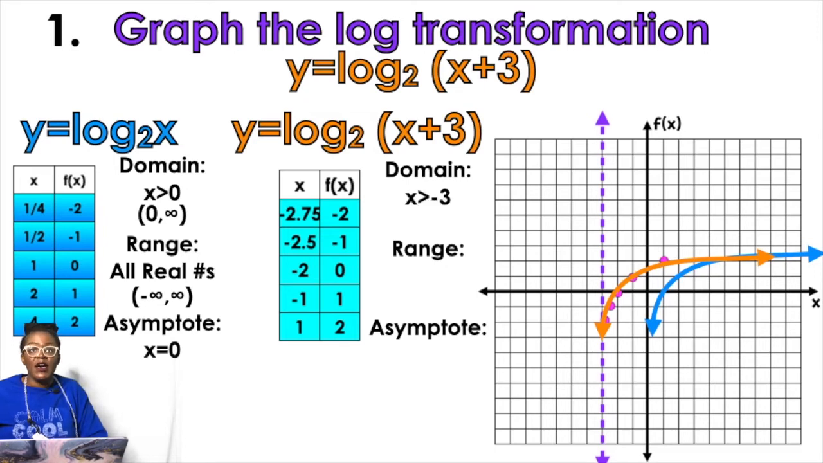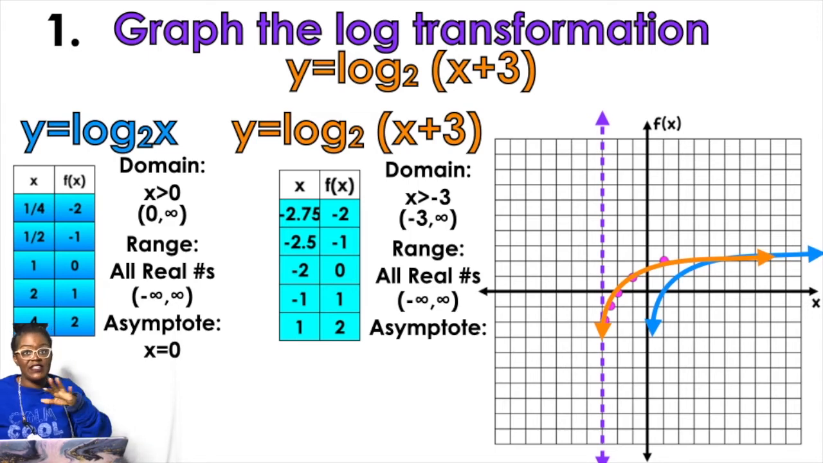So when I'm talking about the domain, x is greater than negative 3. Negative 3 to infinity, okay? My range, all real numbers, negative infinity to positive infinity. The range for a logarithmic equation is always going to be that. It's never going to change. And then my asymptote, remember we moved our asymptote 3 spaces to the left. So x equals negative 3.